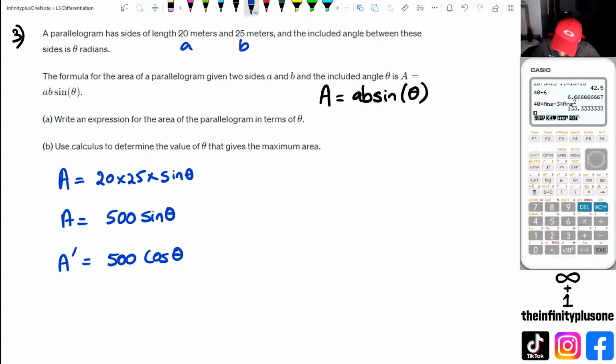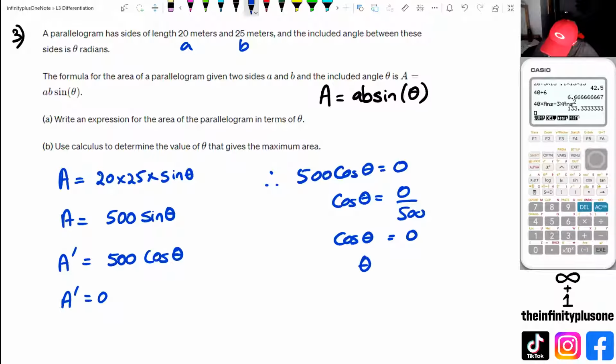Now what we're going to do is put area dash equal to 0 for maximum, which means we're going to say 500 cos theta is equal to 0. Then cos theta equals 0 divided by 500. So then cos theta is equal to 0. Then theta equals inverse cos of 0. Now, depending on whether you work in degrees or radians, and I think in this one we're going to be working in radians. Yeah, we are working in radians.